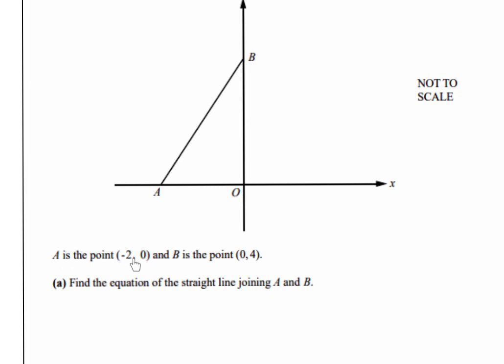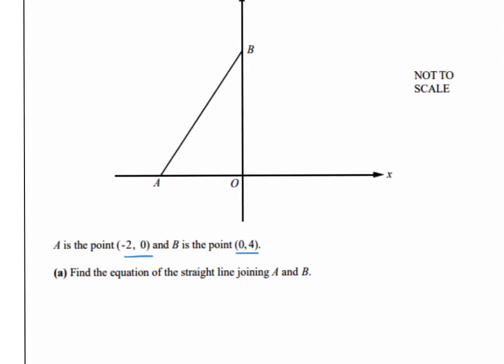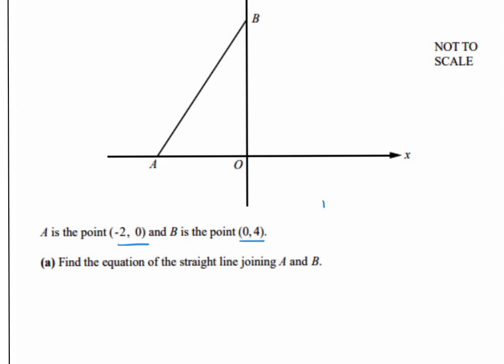Okay, number 6. A is the point (negative 2, 0), and B is the point (0, 4). Find the equation of the straight line through A and B. Okay, so we have the two points. How to find the equation for the line? You need to find the gradient first.